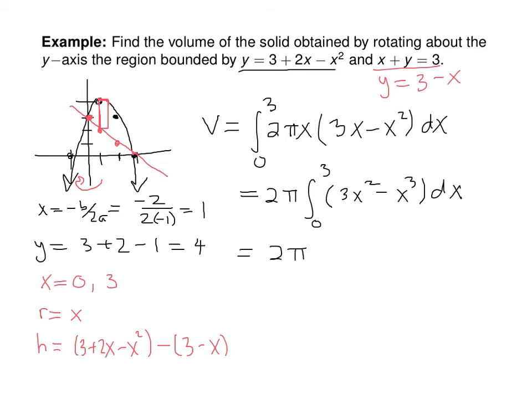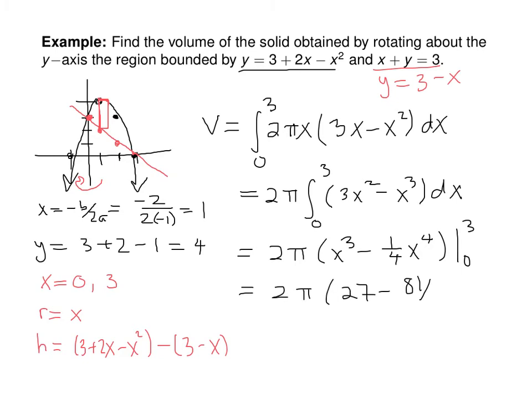Anti-differentiate, we have 2 pi times x to the third minus 1/4 x to the fourth, from 0 to 3, and that will give us 2 pi times 27 minus 81/4, which is 27 pi over 2. In many cases, cylindrical shells can actually result in a simpler integral than the disk method.